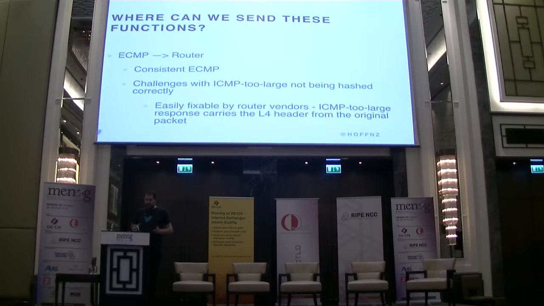So the other challenge with doing ECMP is that the ICMP too large message is not hashed correctly on any vendor's router. So the ICMP too large message is returned when we try and send a packet to a router interface that cannot support that MTU. When the ICMP too large message is sent back, it actually carries the layer 4 header from the original packet. So we have all the information we would need to correctly hash this, but none of the router vendors we've worked with are actually using this correctly. Instead, they're looking at the layer 3 information and the fact that it is protocol ICMP and nothing else. So we've had to work around this limitation.